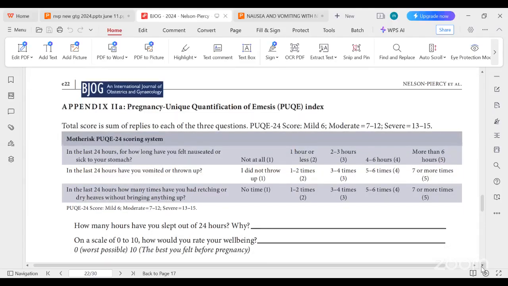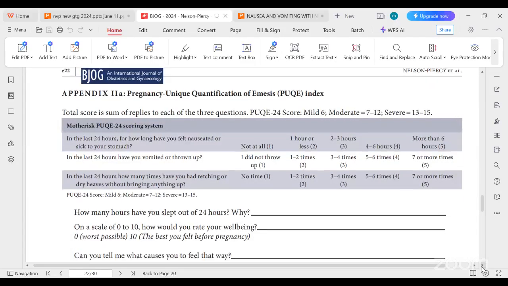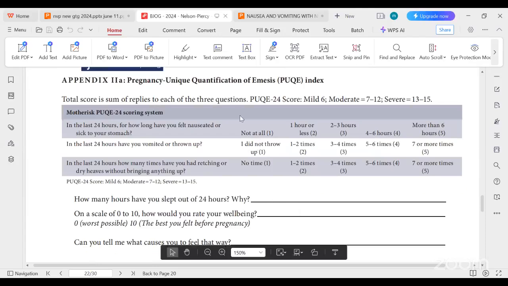Okay, this was the first chart, which is the pregnancy-unique quantification of emesis score, and I have explained everything. Like how you are scoring: for mild it is 6 or less, for moderate it is 7 to 12, and for severe it is 13 to 15.